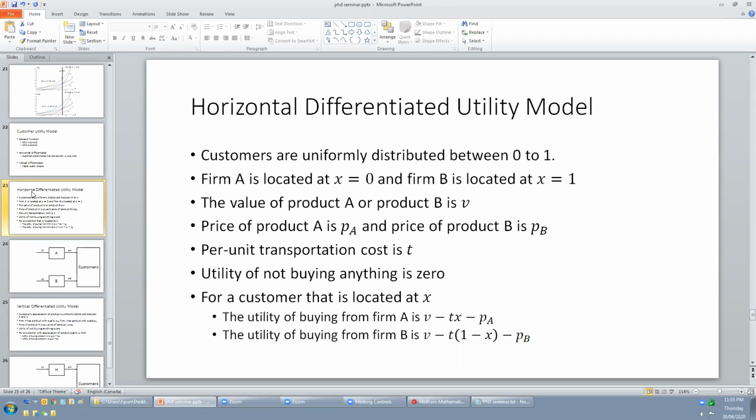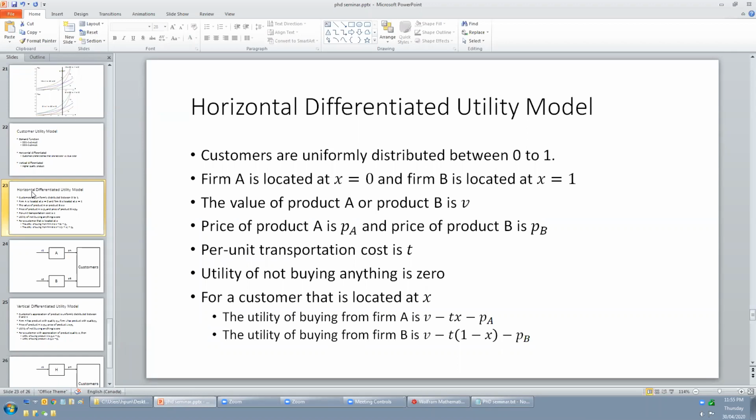Same thing. If you are located at x equals 0.5, getting from your home to firm B is also 0.5. So the utility of buying from B equals V, the value of the product, minus T multiplied by 1 minus x, where 1 minus x is the distance from your home to the supermarket, and then minus PB. Of course, if x equals 0.2, then you would be closer to firm A.